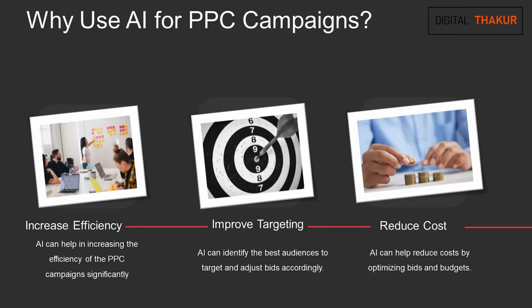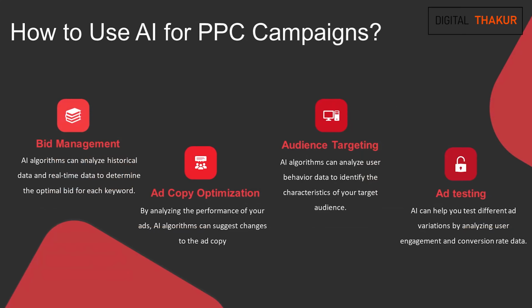Now, we'll see how to use AI for PPC campaigns. Now that we understand the importance of AI in PPC campaigns, let's see how we can use it. There are three primary ways you can use AI for PPC campaigns: bid management, ad copy optimization, and audience targeting.